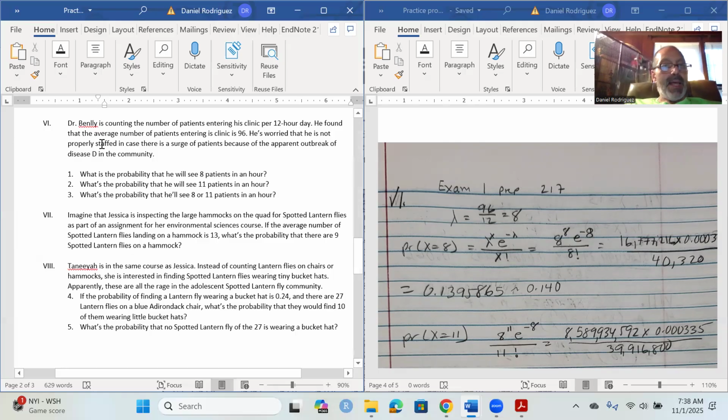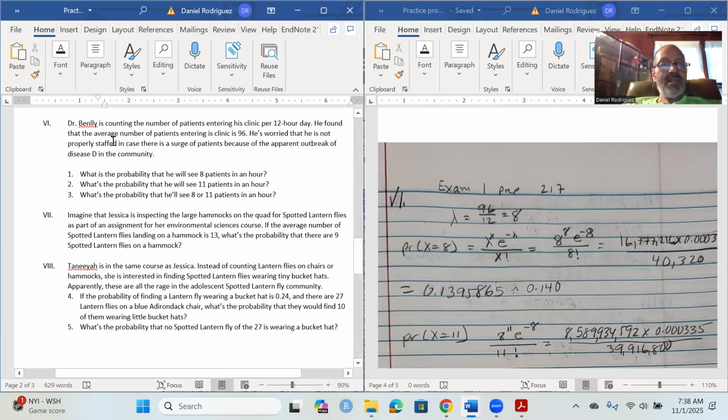All right, Dr. Bentley is counting the number of patients entering. Oh, sweet. This sounds like a Poisson problem. So how do you know which equation to use? Good question. You get clues, right? Dr. Bentley's counting. Counting. That sounds interesting. When we calculate probabilities and we count, it could be either a Poisson or a binomial, because we count the number of successes, right?